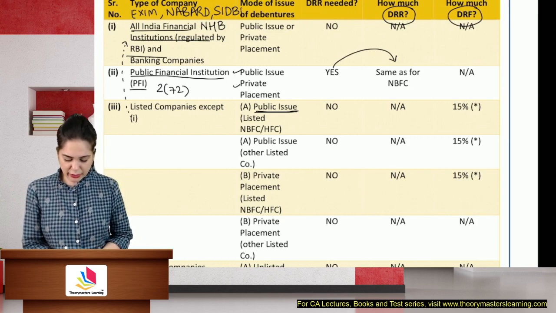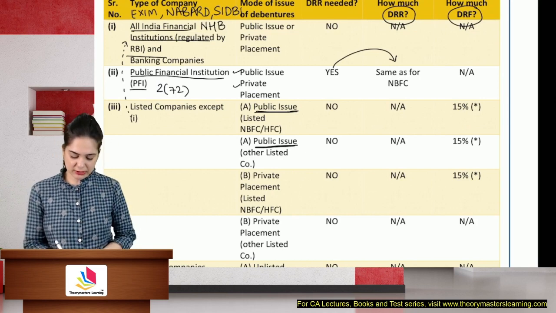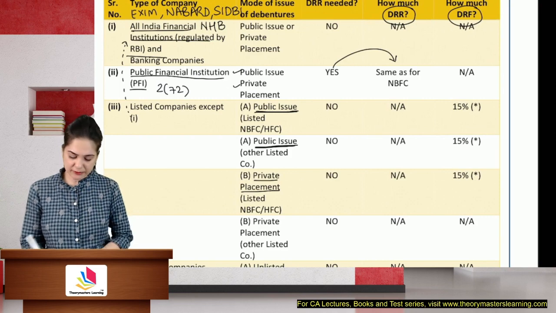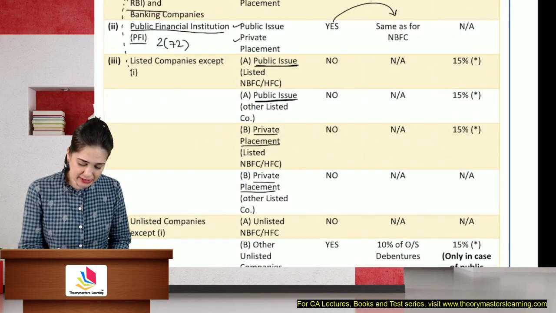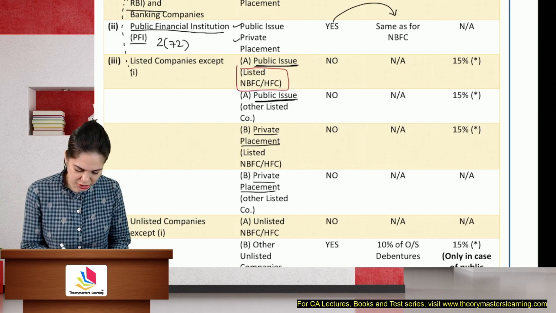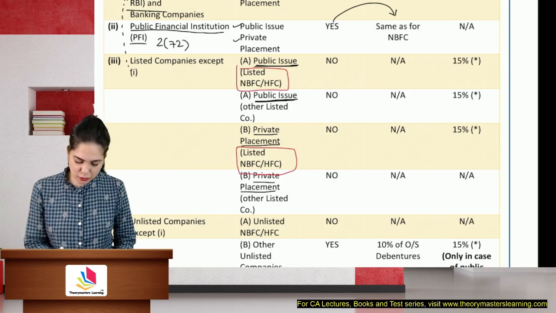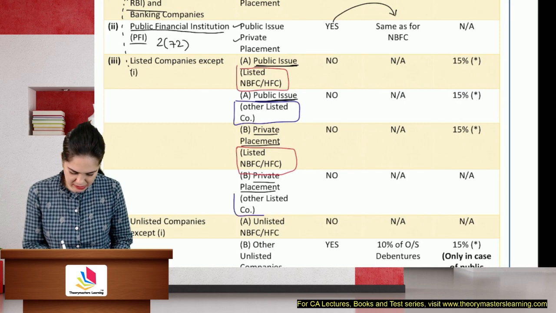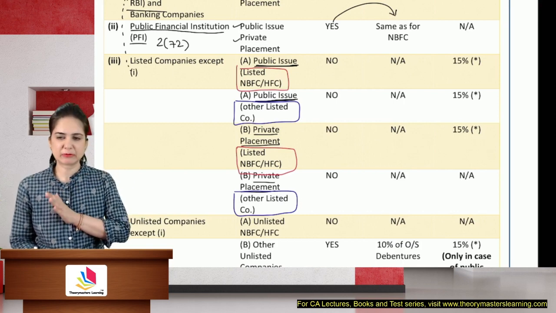In case you are going for public issue of other listed companies other than NBFC or HFC, DRR is not required, DRF is required. If you're going for private placement and listed NBFC or HFC, DRR is not required, DRF is required. Private placement of other listed companies. Now, this seems very confusing, but it is very simple. In case of listed NBFC or HFC, you go for public issue or you go for private placement, DRR is not required, DRF is required. If you go for other listed companies, DRR is not required, DRF is required only in case of public issue, not required in case of private placement. This is how you will remember.